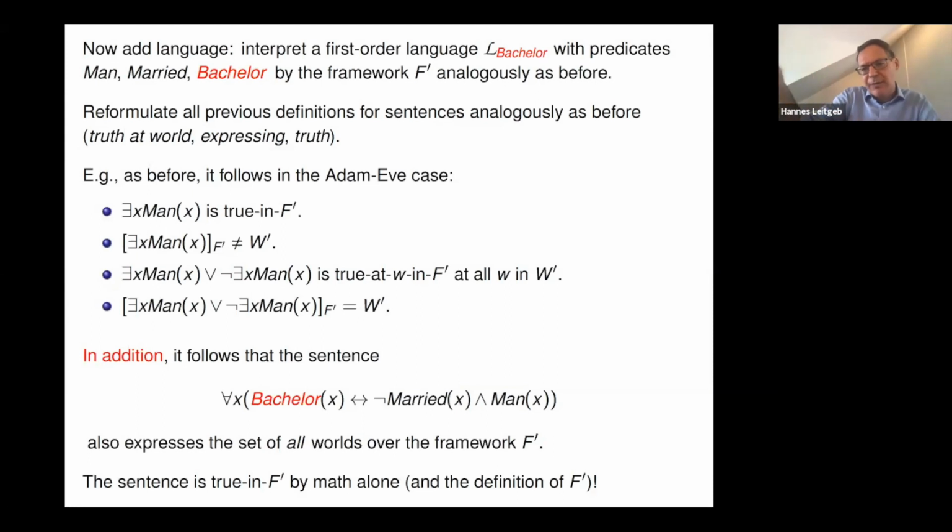And then as before, there are men, okay, is true, but not just in virtue of the framework, but also in virtue of the labeling structure, the facts, okay? But logical truths are still just true in virtue of the framework. And in addition, what we get, if you look at this sentence here, for all x, x is a bachelor just in case x is unmarried and x is a man, x is an unmarried man, okay? That universally quantified equivalence also expresses in the framework the set of all worlds in the framework. And we already determined that the set of all worlds in the framework is just true in virtue of the framework. Hence, that sentence is true just in virtue of how we define the framework, not true in virtue of the facts. Okay, so we get additional sentences now in the framework that are true just in virtue of how the framework has been defined.